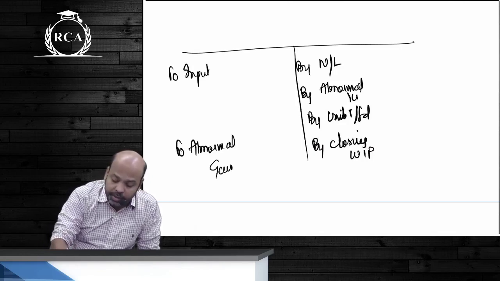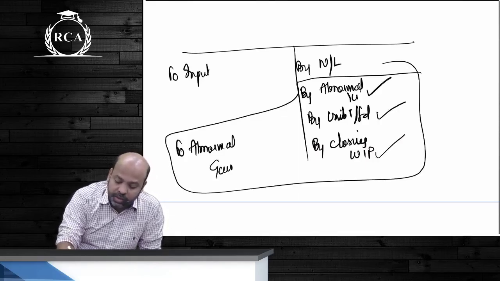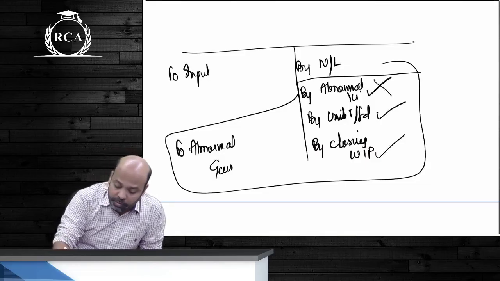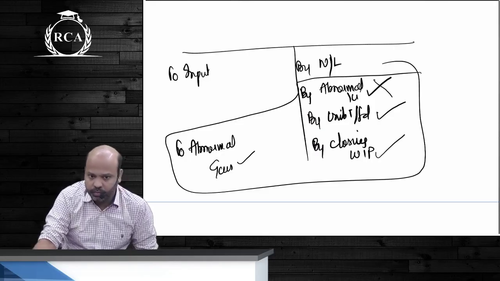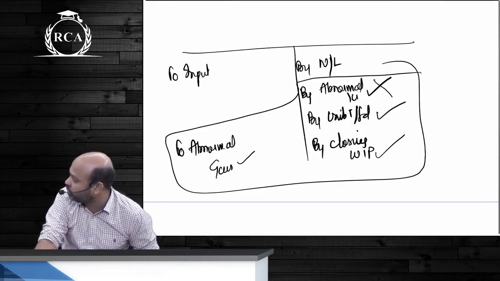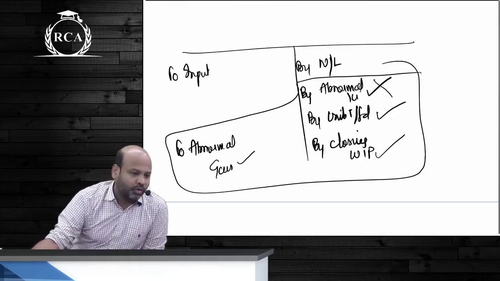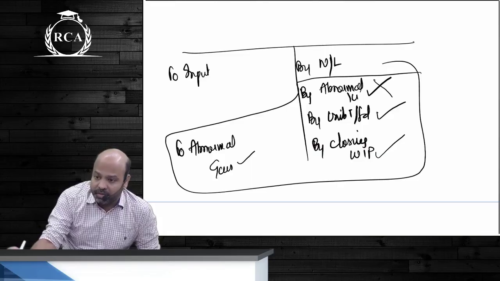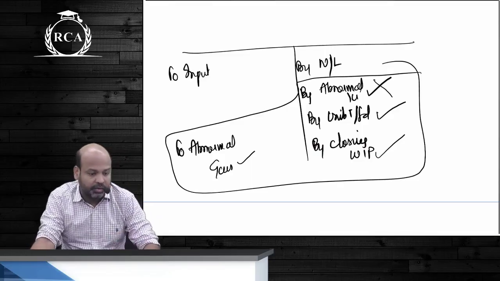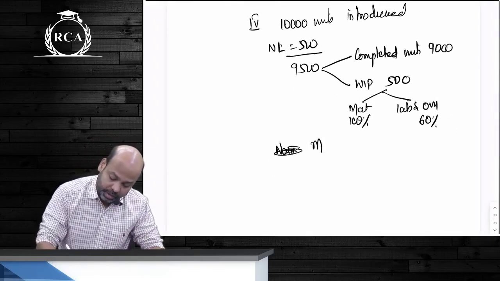So normal output can be written as units transferred plus closing work in progress plus abnormal loss. If there's no abnormal loss, minus abnormal gain. That will still give me normal output. You can write normal output as units transferred plus closing work in progress plus abnormal loss. Will that still give us normal output only? Whether you write input minus normal loss or that, what difference does it make? If there's abnormal gain, what will you do? Minus. You will not write plus abnormal gain, it has to be minus abnormal gain. Are we clear?